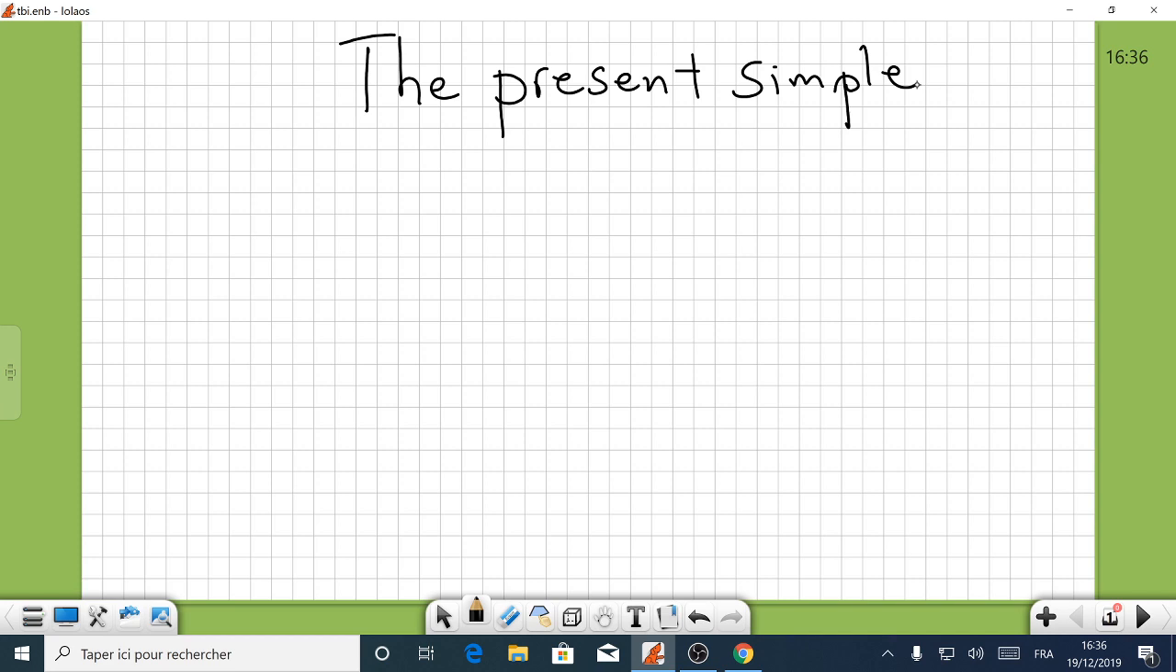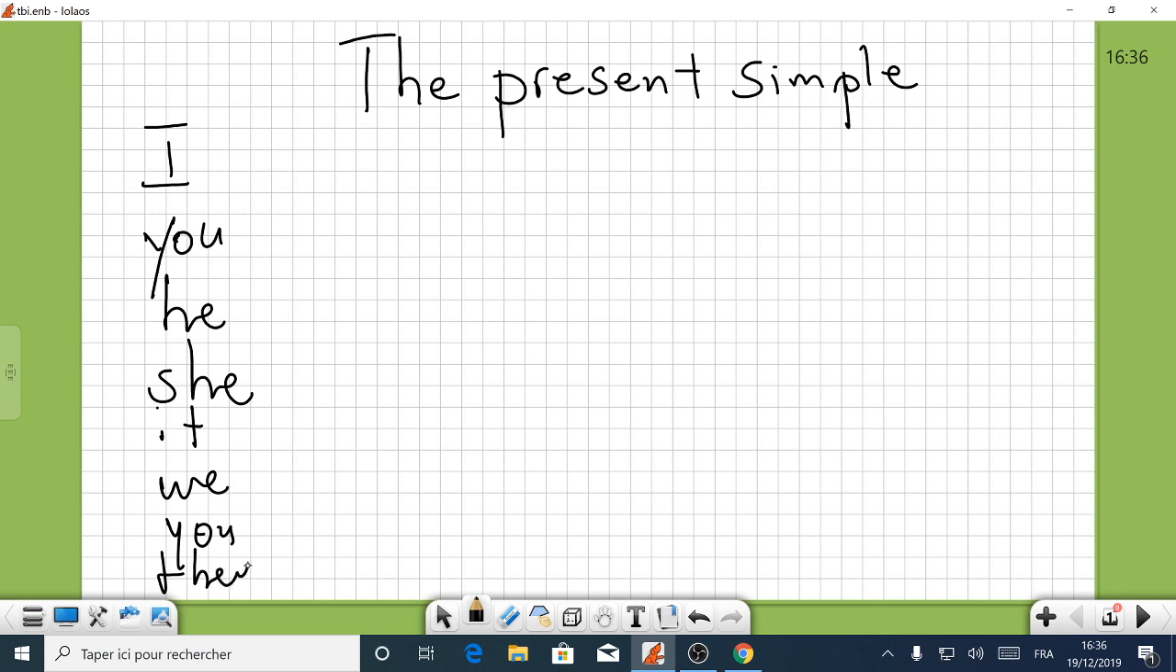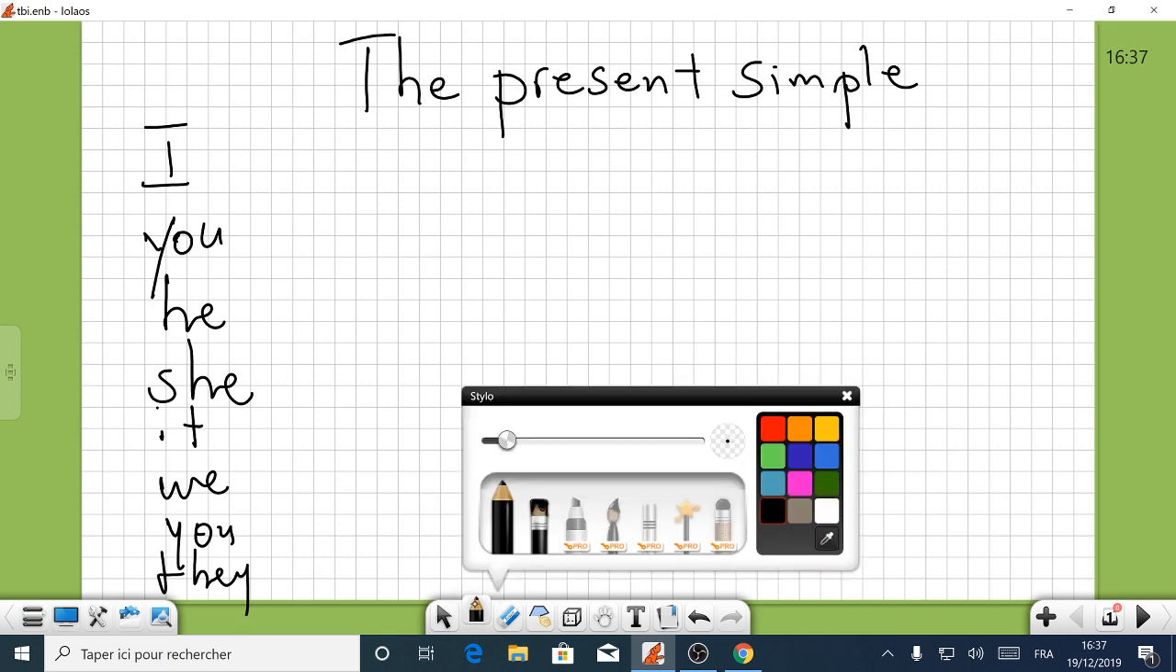So as a first step, we are going to write, as you know, the subject pronouns, which are like the following: I, you, he, she, it, we, you, and of course, they. I hope my handwriting is clear. So these are the subject pronouns that we have in English, as you all know. Here we will take a verb.